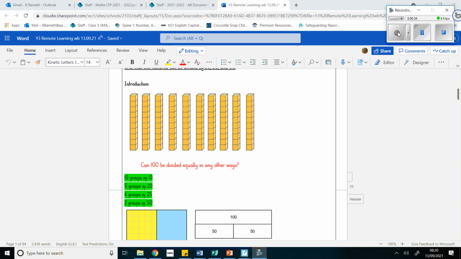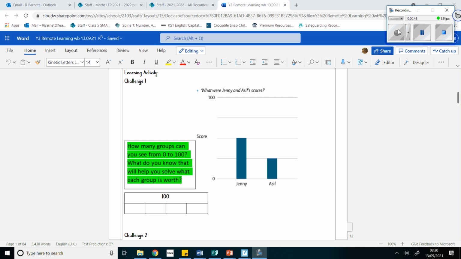Moving on to maths for this week, we're still continuing with 100. So we're looking at how that 100 can be divided using different pictorial representations and then using those groups to help us solve the challenges and the problems.